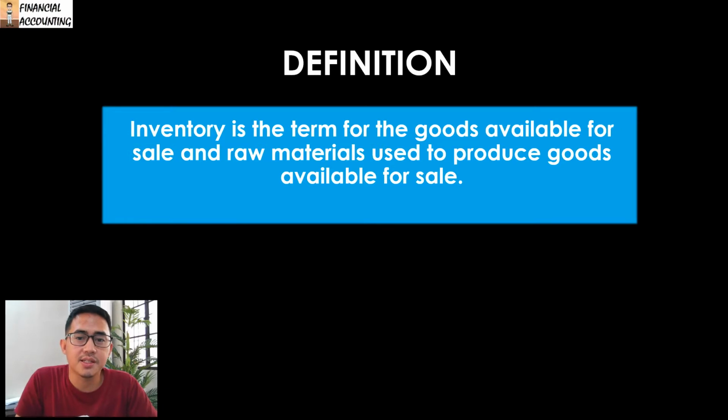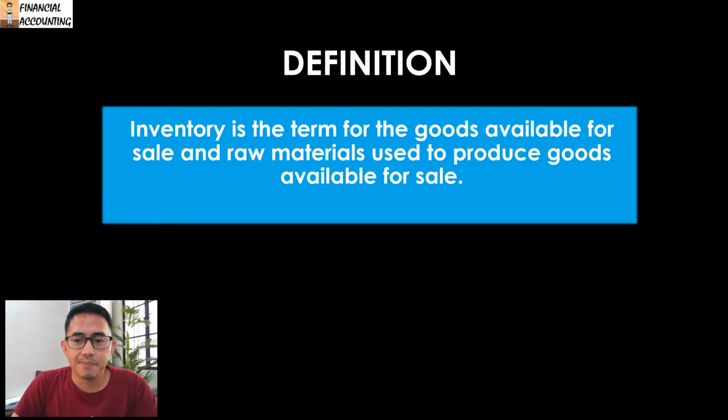When we say inventory, this is the term for goods available for sale and raw materials used to produce goods available for sale. So inventory is the items in stock in order for you to sell, or raw materials which are used to produce goods for sale. For example, in a typical grocery business, their inventory would include the grocery items as well as, for example, packaging items. Those are also part of their inventory.